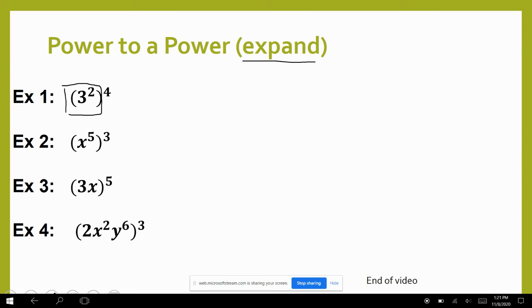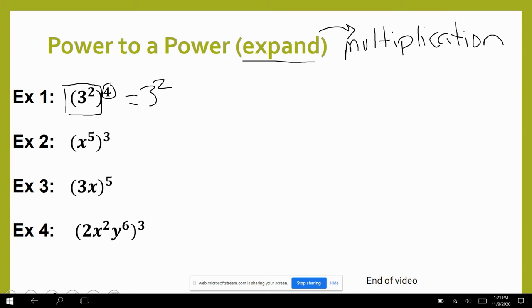So anytime you see the word expand, ultimately what this wants you to do is write your problem in terms of multiplication. So it wants you to write it as the product that it actually is. If you remember, raising something to the fourth power is the same as multiplying it by itself 4 times. So it's really 3 squared times 3 squared times 3 squared times 3 squared. Well, applying the exponent rule we already know, when we multiply with the same base, in this case 3, all we need to do is add the exponents.